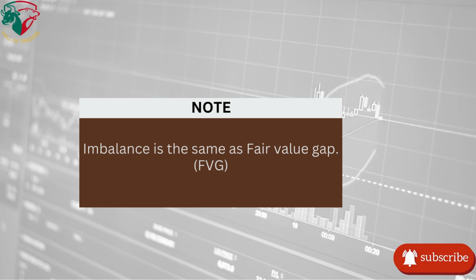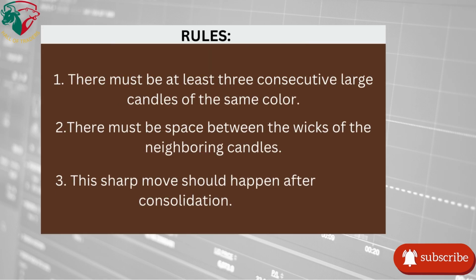valid imbalance zone. 1. There must be at least 3 consecutive large candles of the same color. Secondly, there must be space between the wicks of the neighboring candles. Lastly, this sharp move should happen after consolidation.